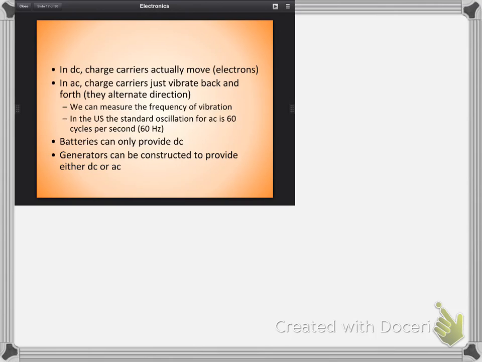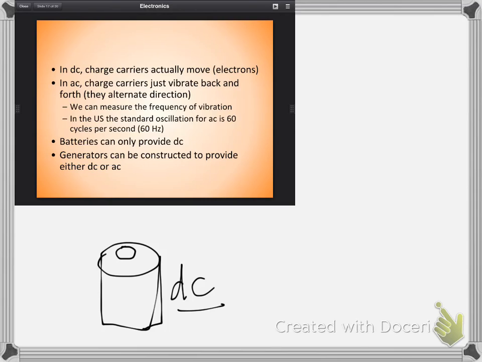You can only get DC out of a battery. So if you have a little battery, that is DC only. There is no way to make a battery provide AC. Can't do it. You can build a generator. And when I say generator, I don't just mean a gas-powered generator that sits out in the garage that you use when the power goes out. I mean a power plant is a generator as well. You can construct a generator that will do either DC or AC.